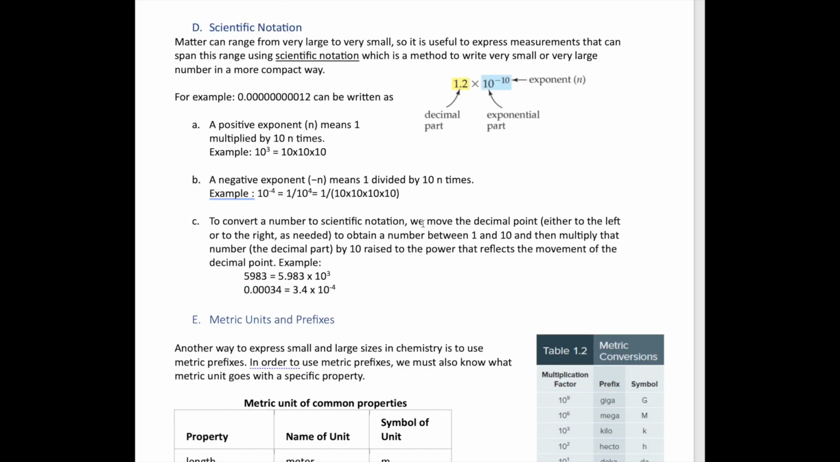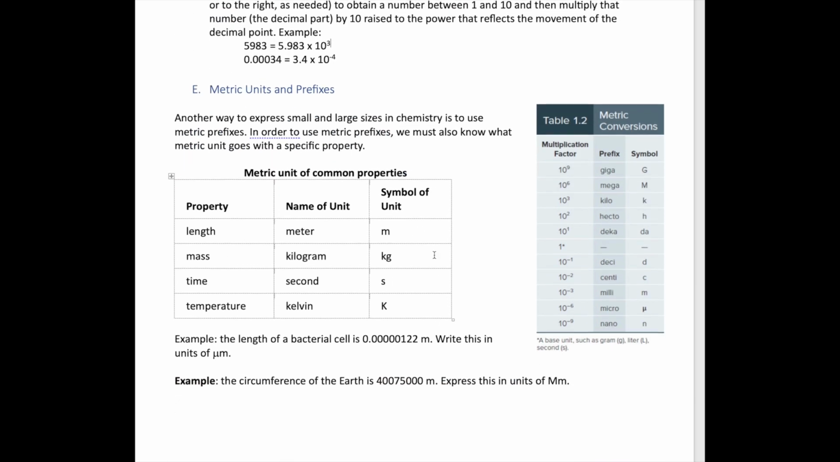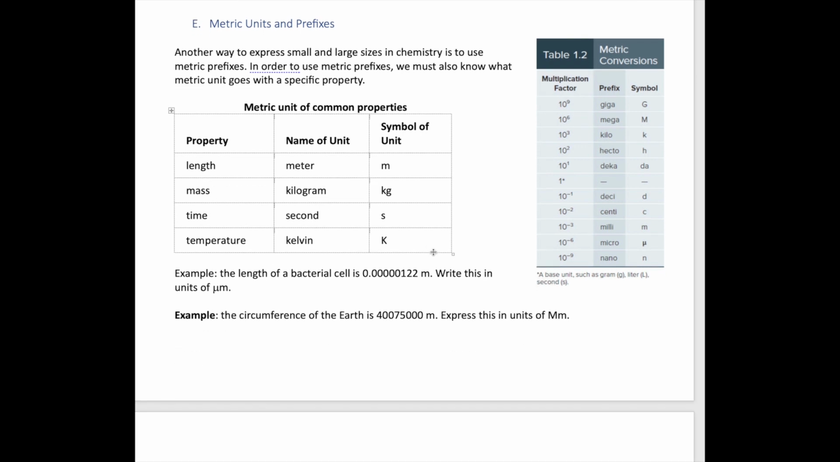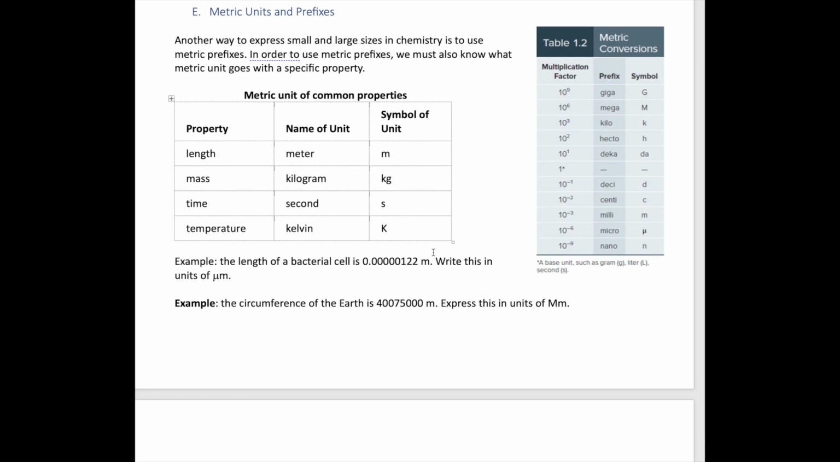Using scientific notation is one method. Another thing is to use what we call metric units and prefixes. Some of you are taking this class from countries where you are using metric units already, but in the United States, we don't use that. So I'm going to talk a little bit about some of the common metric units that we use.